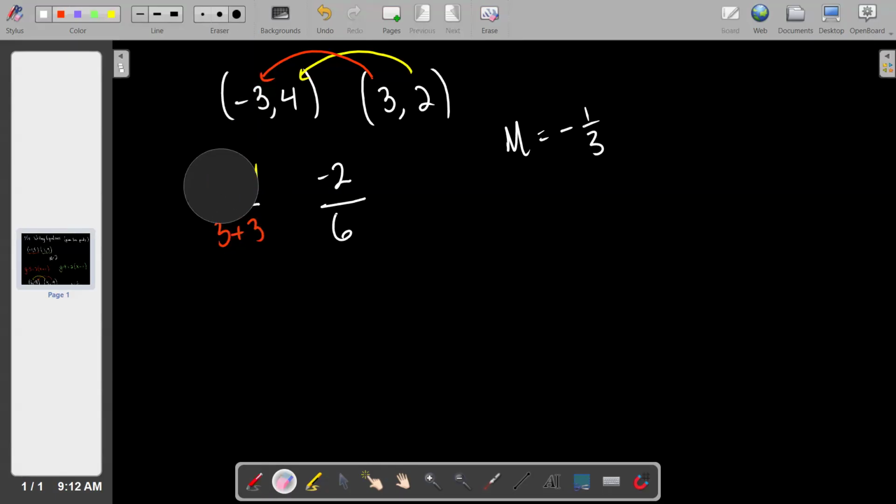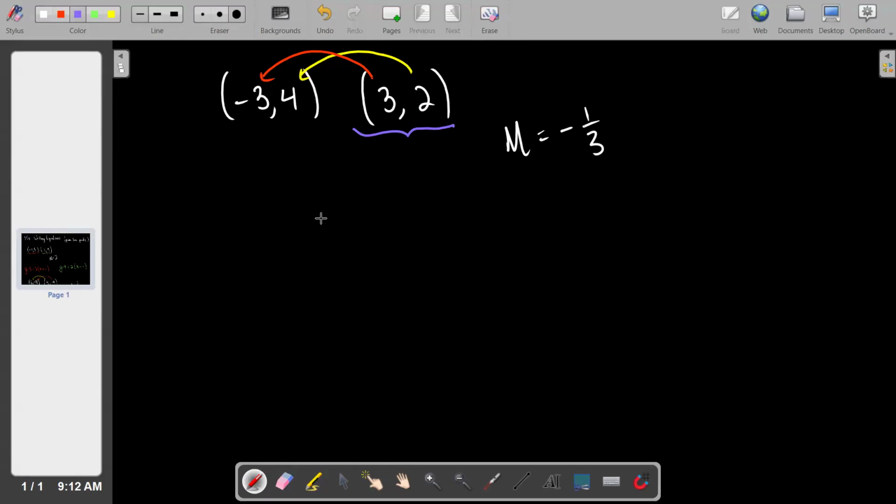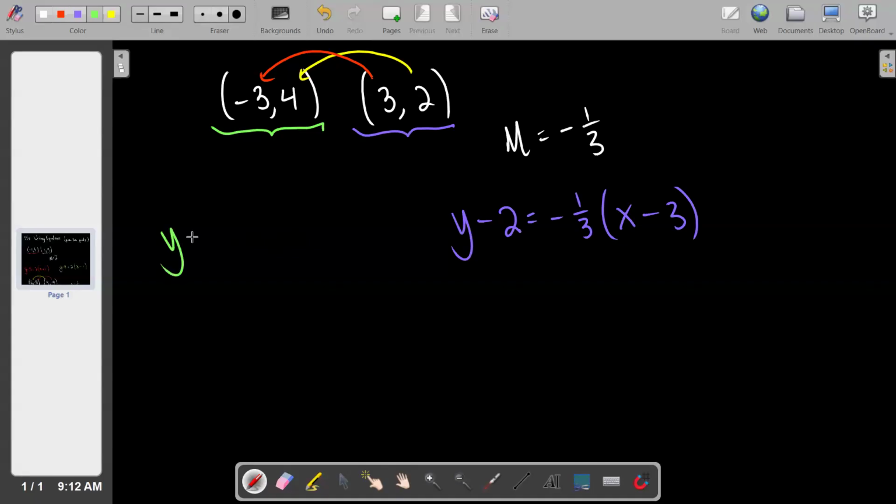And then depending on which point you choose, like I know that I was just doing this one with Seth, and he used this point. So his answer would be y minus 2 equals -1/3 times x minus 3. But if, say, Austin chose that he wanted to use this point, then his answer is going to be different. He's going to have y minus 4 equals negative 1/3 of x plus 3. And either one of those would be just fine.